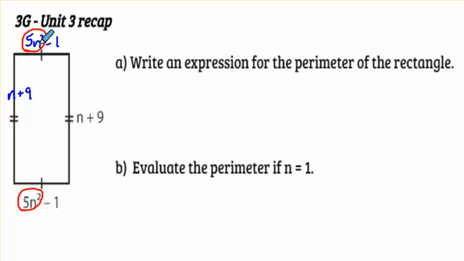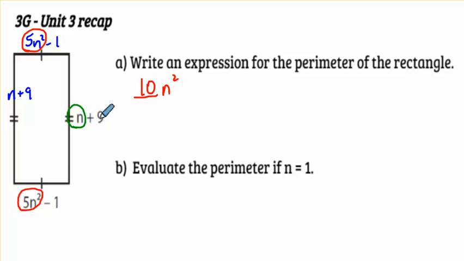So if we have 5n squares and we add 5 more n squares, then how many n squares are we going to get? Well, 5 plus 5 is 10. Remember, we don't ever change the exponent when we're adding or subtracting. The only thing that changes is the coefficient, how many of those variables we have. Okay? Now let's move on to the n terms.